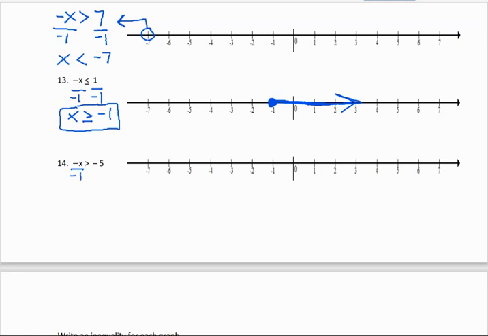For 14, we have to divide through by that negative. We now get a positive x, but because I divided by the negative, I flip my symbol, so now it points to the x. And a negative divided by a negative gives me a positive 5. So x is less than 5 is what I'm going to plot. That's an open circle, and less than is to the left.